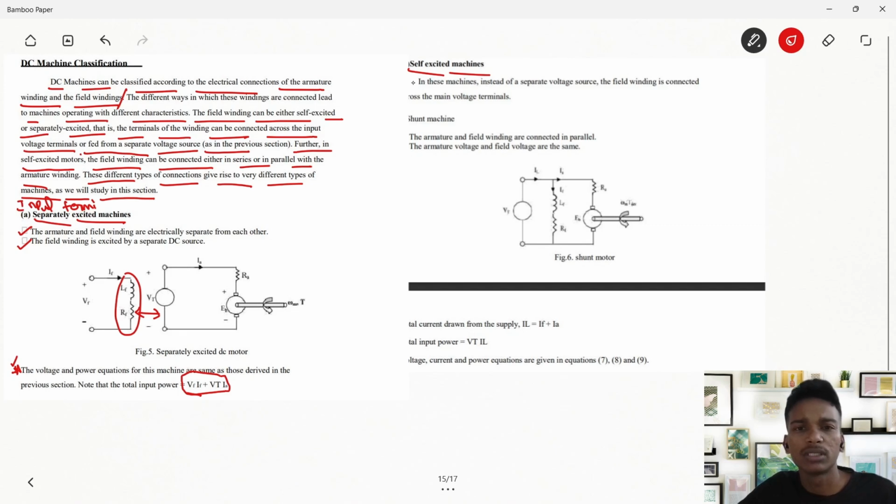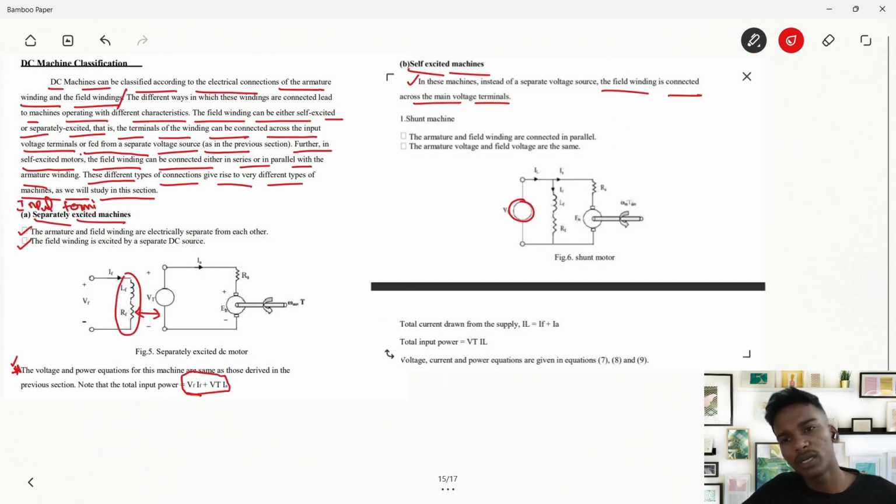Now, self-excited machines. In this machine, instead of a separate voltage source, the field winding is connected across the main voltage terminal. Yes, this is the main voltage terminal. We are going to connect the field winding across the main terminal itself.